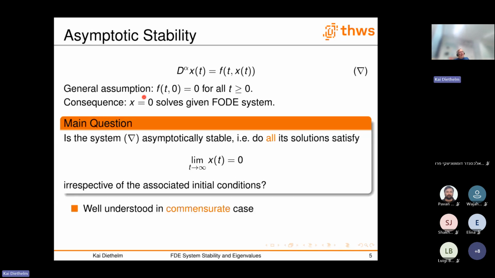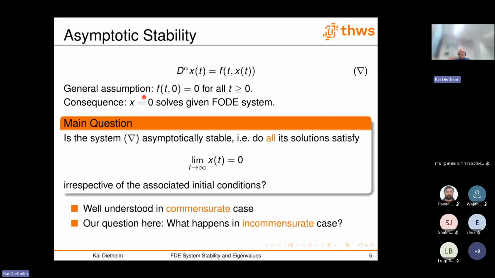When we look at the commensurate case, this is something which is very well understood, and we don't really need to say very much about that anymore. Our question here is what happens in the incommensurate case. In the incommensurate case, what we know so far is relatively little and is relatively theoretical.